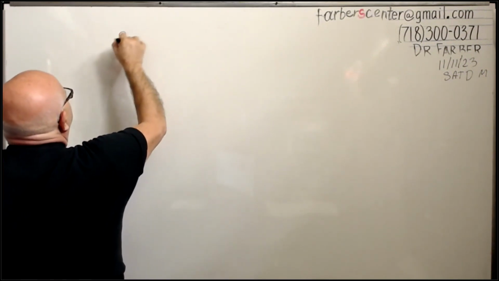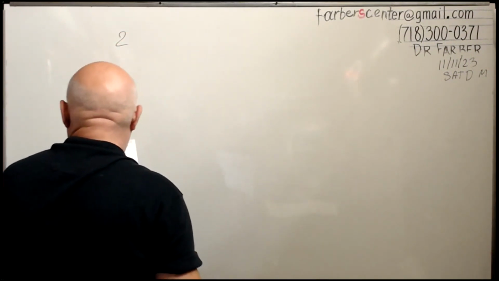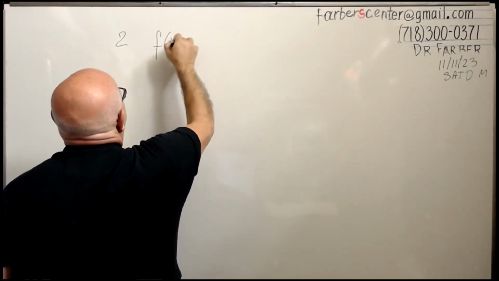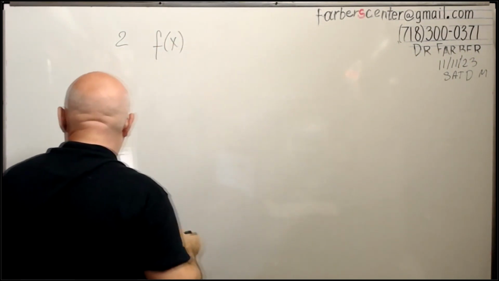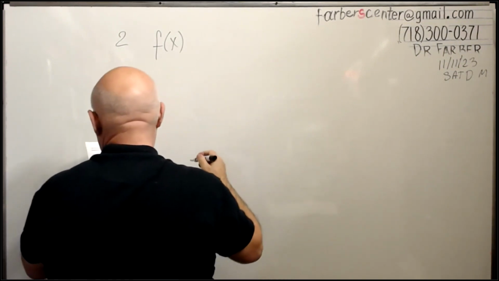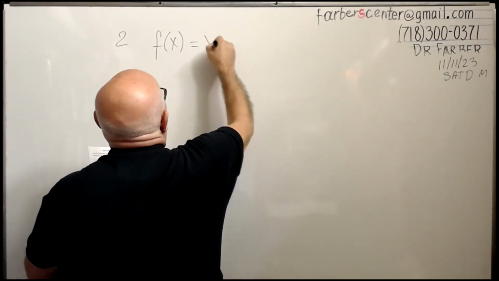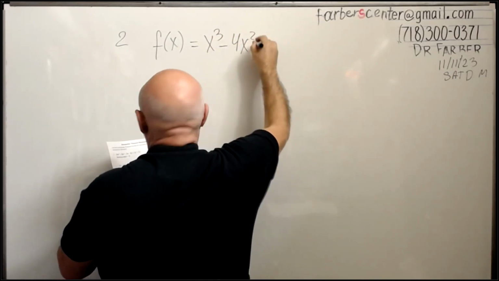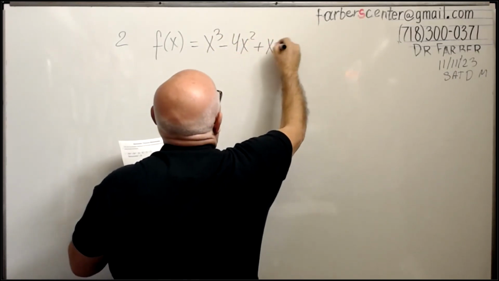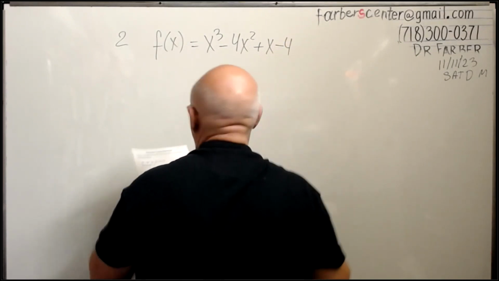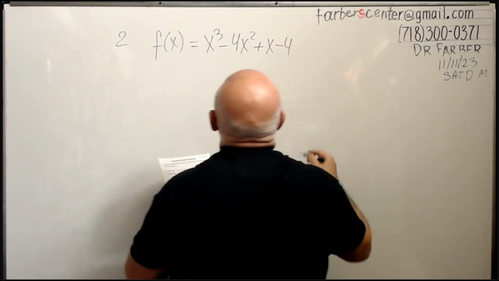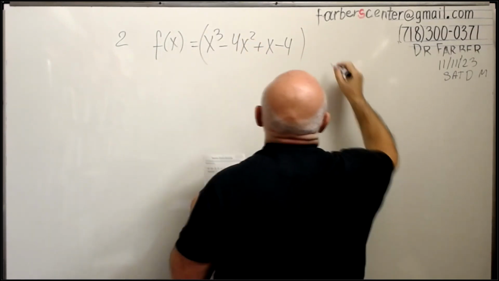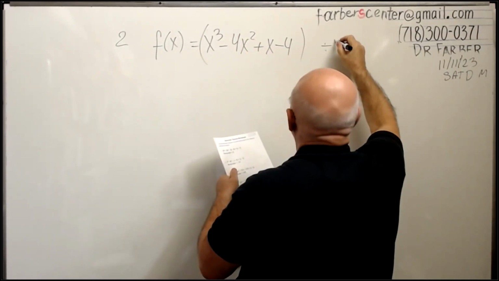Number 2, pretend we have this function, f of x, I just enhanced a little bit, equals x cubed minus 4x squared plus x minus 4. And you have to divide this function by x minus 3.